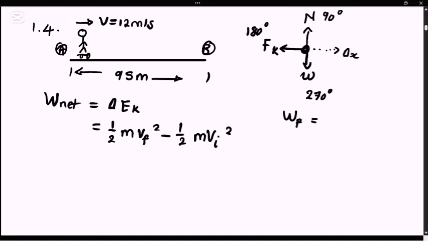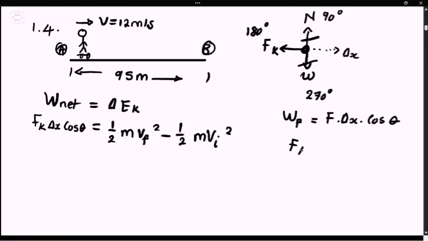Remembering that work done by a force is equal to that force multiplied by delta x multiplied by cos theta. And again, we know from mathematics that cos of 90 is the same as 0 and cos of 270 is the same as 0, which means there's no work done by the normal force and no work done by the weight in this scenario. So we cancel them, which means our work net is equivalent to the work done by Fk. So you can go back to the work net formula and substitute the work done by Fk, which will be Fk times delta x cos theta.